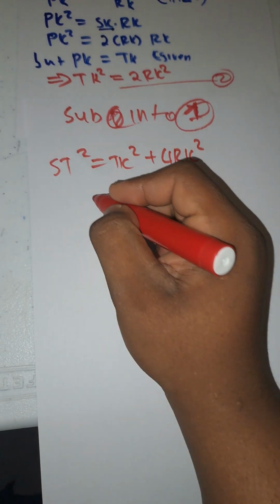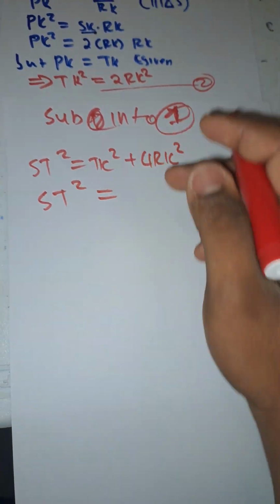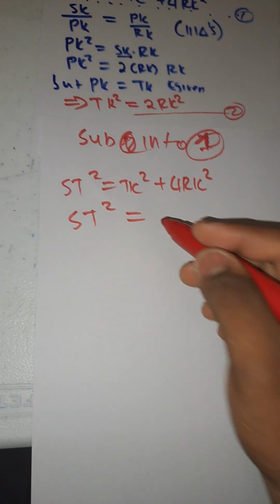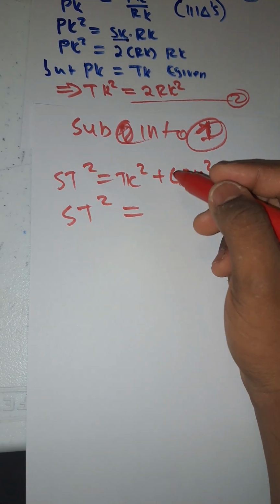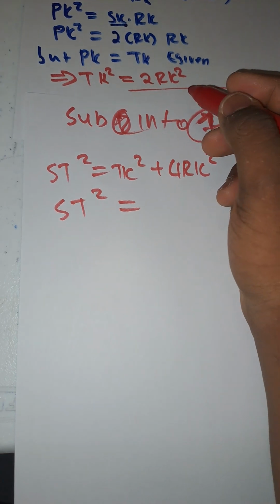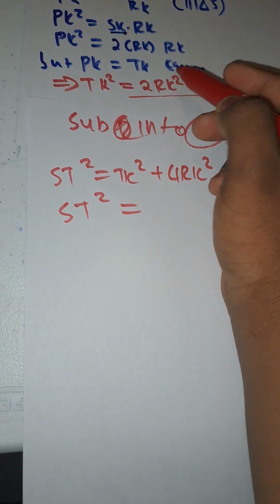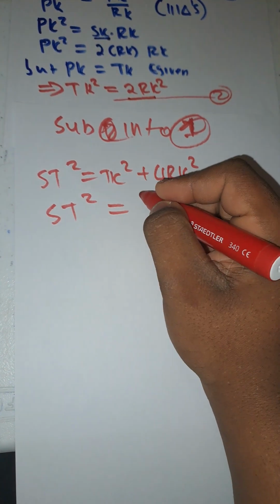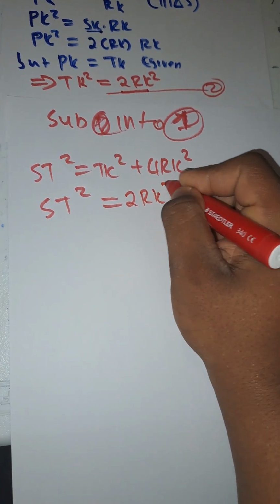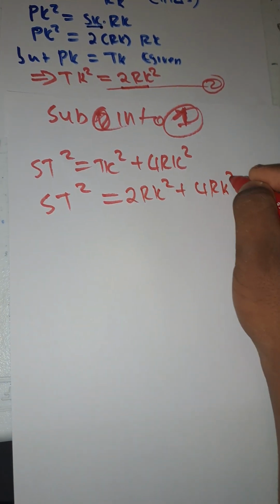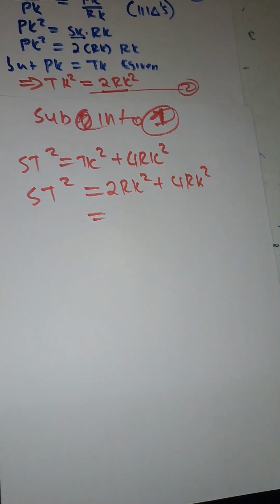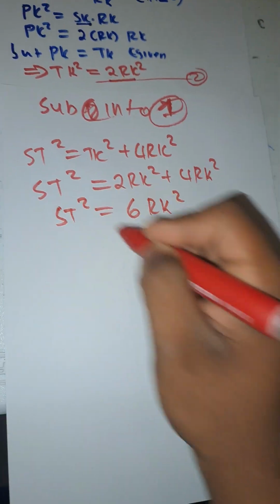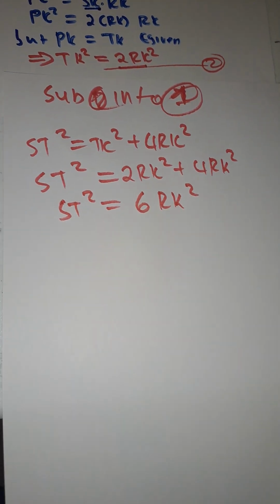So now I will say ST squared is equal to what? TK squared plus 4RK squared. Now, be careful there. I just told you right now that my TK squared is the same as what? 2RK squared there. So now where there's TK squared, I'm going to write 2RK squared plus 4RK squared. So these ones are already like terms, right? So this one will be what? 6RK squared. You see? ST squared is equal to 6RK squared.